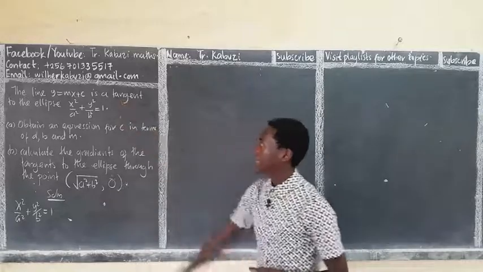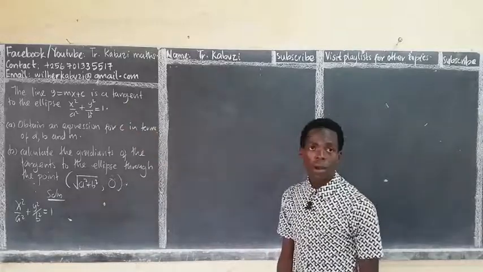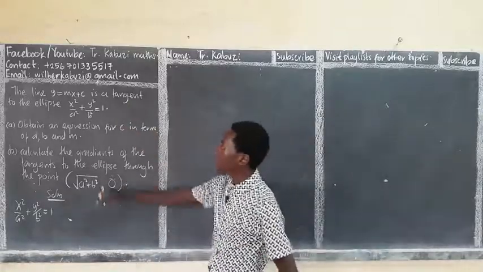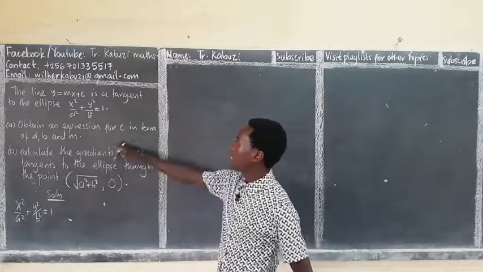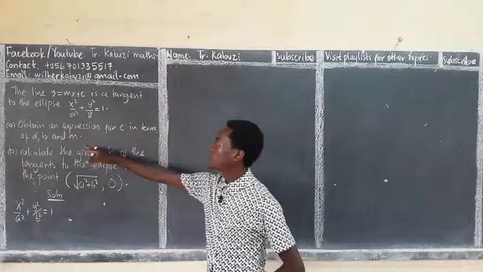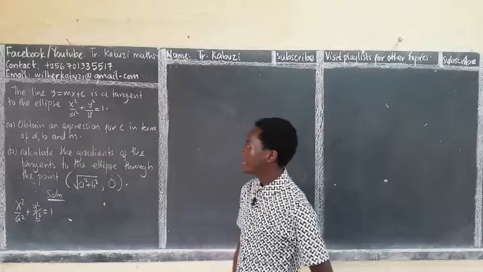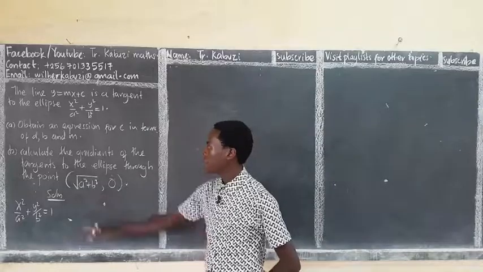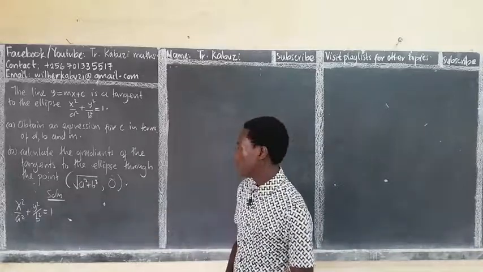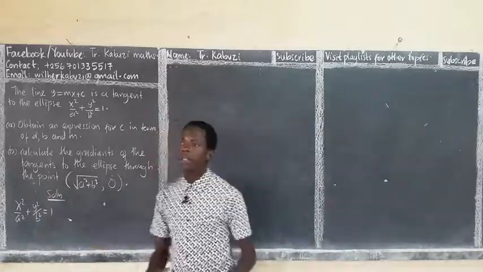But now, specifically here, we are handling that of an ellipse. The question says the line is a tangent to this ellipse; obtain an expression for c in terms of a, b and m. Then calculate the gradients of the tangents to the ellipse through these points. So this is our ellipse in simple terms.